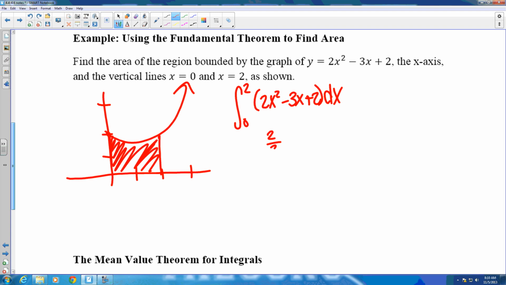Okay, so it's going to be 2/3 x cubed minus 3/2 x squared plus 2x evaluated from 0 to 2. And when every term has an x in it, like it normally will if it's a polynomial, you actually don't even have to plug in the second half, the 0, because it's going to give you 0. So let's just plug in 2 into every term, and we get 3 1/3.